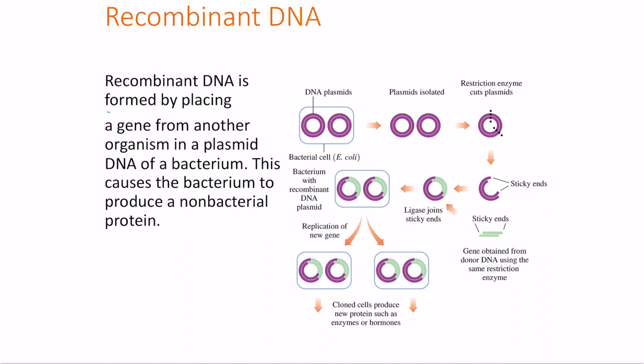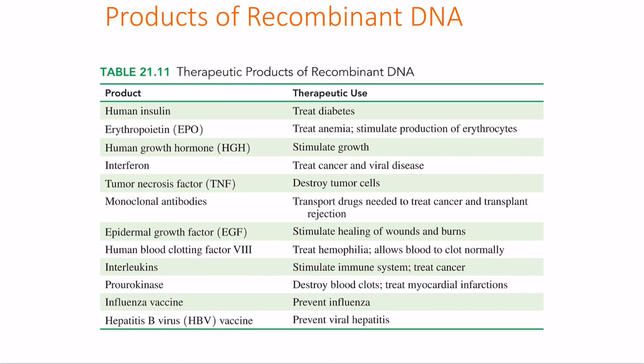So the recombinant DNA is formed by placing a gene from another organism in the plasmid DNA of the bacterium. This causes the bacterium to produce non-bacterial proteins, which can then be used to form different products.